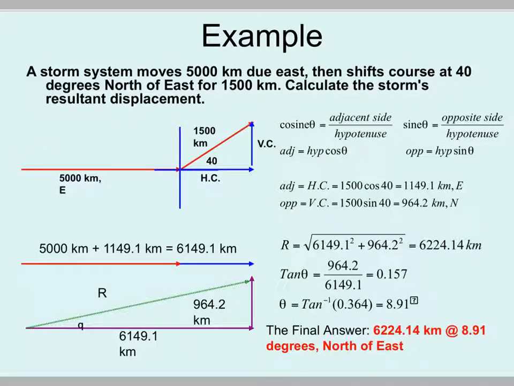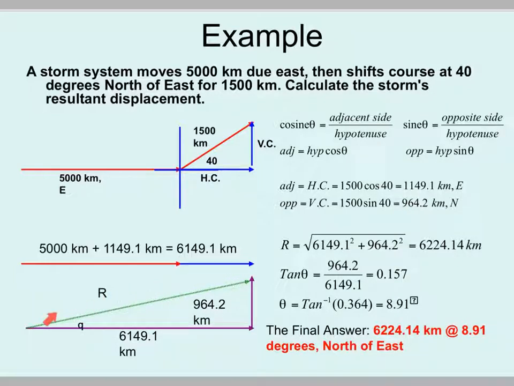Now what we want to do is find this long resultant here. So we're going to draw out our new triangle. If I take this 1149.1, which is this area here, and add it to the 5,000 kilometers it moved, I would get the total distance that the storm cell moved. So I would end up with 6,149.1, and that's what we're going to have right across here. Now we calculated this area here as being 964.2. That's what we've got here.